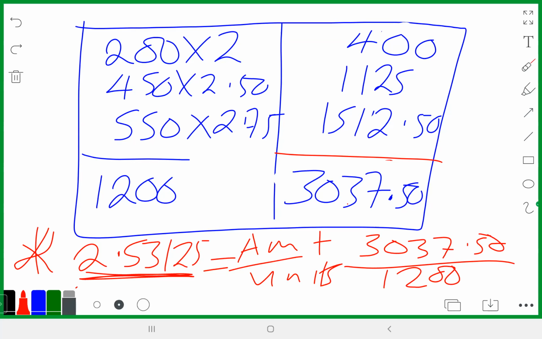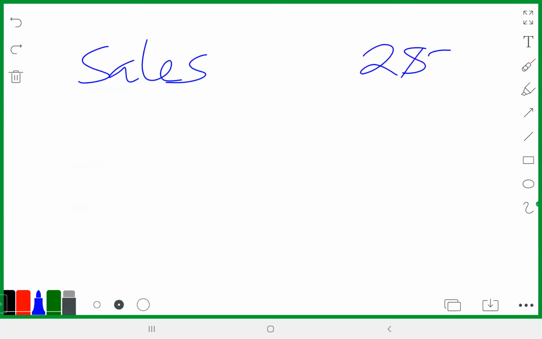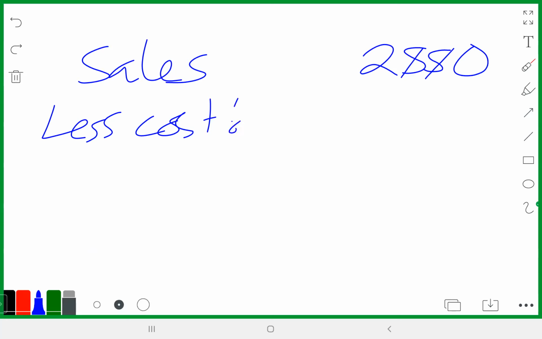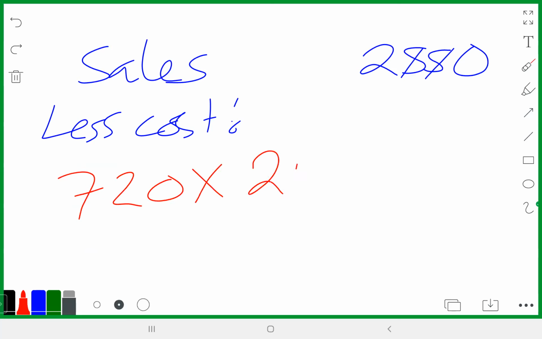Yes. So now, keep this figure, the price. Then our profit will be sales 2,880 minus the cost. I've not followed the table now. I'm sure you are now conversant with the table. 720 units multiplied by that price. It was 2 point what? The average price, yes.